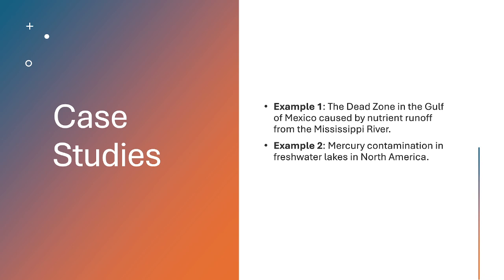Case studies. To understand the real world impact of chemical runoff, let's take a look at some case studies. First example, the dead zone in the Gulf of Mexico, which is a prime example caused by nutrient runoff from the Mississippi River. Another example is mercury contamination in the freshwater lakes in North America, which has led to advisories against fish consumption in affected areas. These case studies underscore the severe consequences of chemical runoff on large scales.